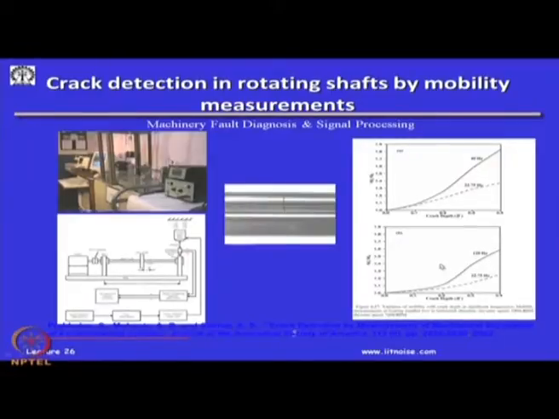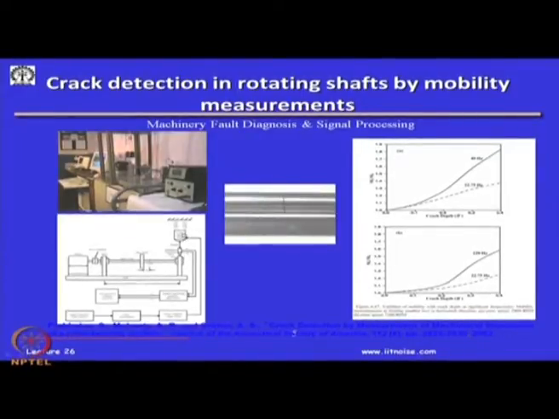Actually, these two graphs summarize the results. Let me explain what we did here. What we did essentially is we measured the mobility. To do that, we have this system wherein you see this shaft with a heavy disc, and we introduced a crack very close to the disc. This disc is responsible for opening and closing the crack, and we tried to measure the impedance of the system at any one bearing location.